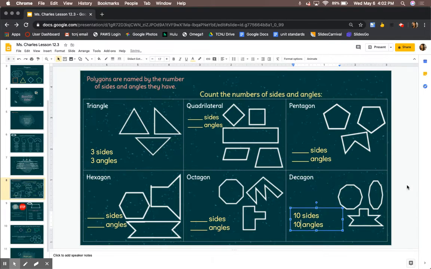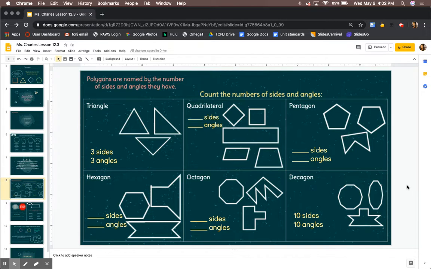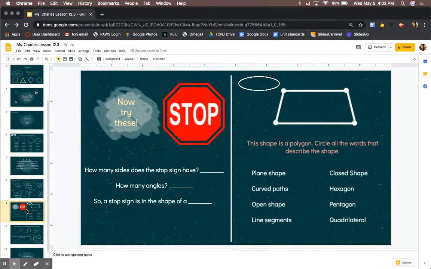Now you are going to be finding a common similarity between the number of sides and the number of angles, but I still want you to count the sides and angles just to double check. So now on this, it says, now try these. So how many sides does the stop sign have? Now you'll see I included a picture of a stop sign so you can look back at this. So how many sides does the stop sign have?